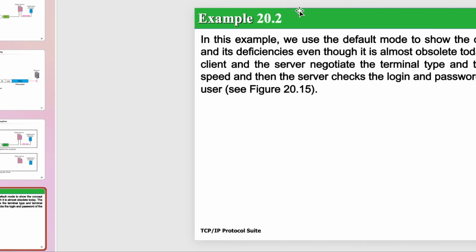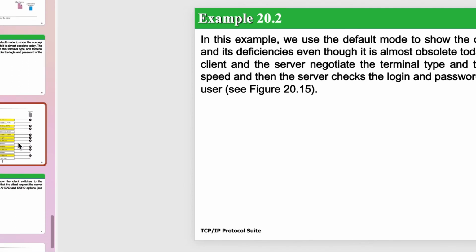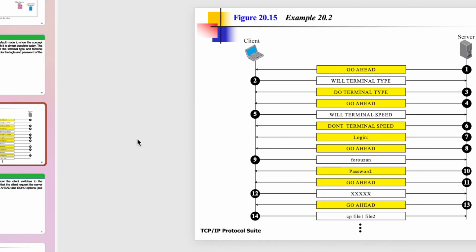In this example, we use the default mode to show the concept and the differentiation, even though this option is almost obsolete today. The client and the server negotiate the terminal type and the terminal speed, and then the server checks the login and password of the user.